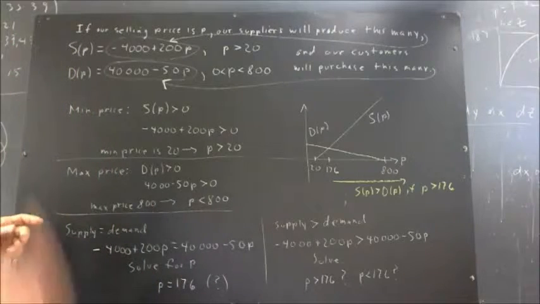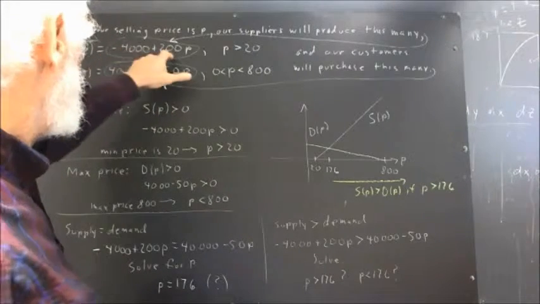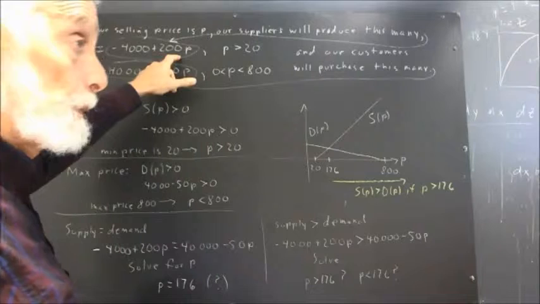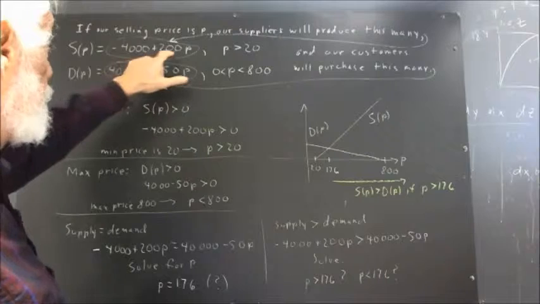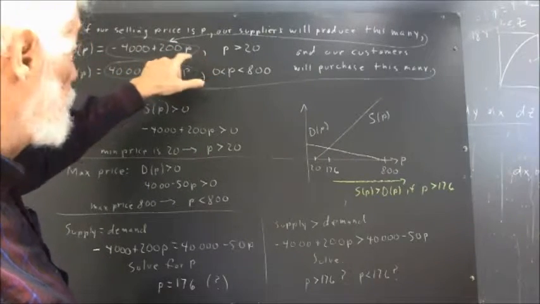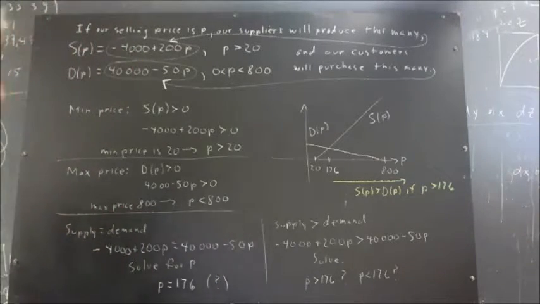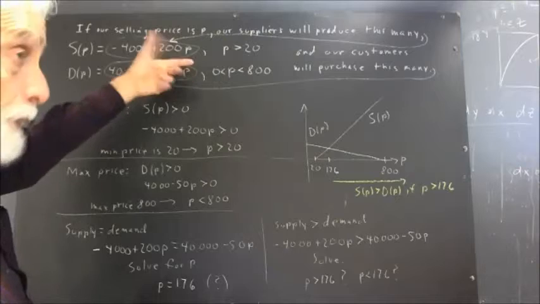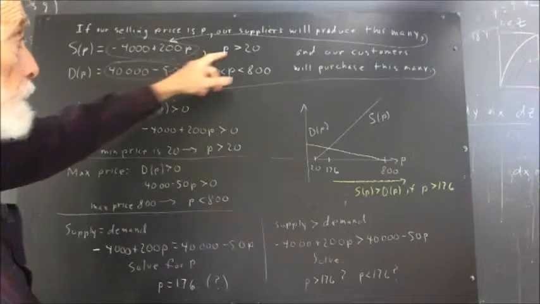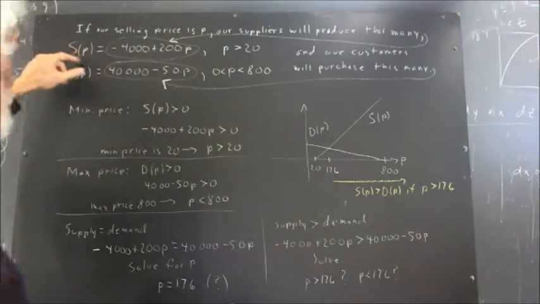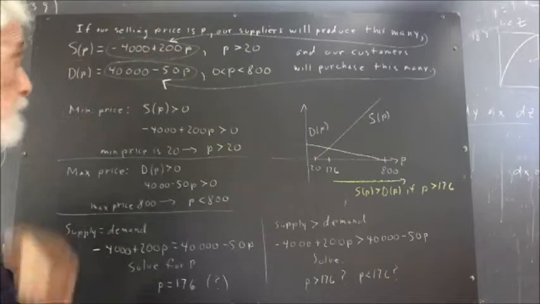So what we have to do is say, well, let's set this to be greater than 0 and see what P has to be. Well, if we set up an inequality with negative 4,000 plus 200P greater than 0 and solve for P, we find that P has to be greater than 20. And we can sort of verify that. If P is 20, then 200 times 20 is 4,000, and negative 4,000, that gives us 0. If P is greater than 20, then S of P is going to be greater than 0 because, of course, a bigger P gives us a bigger supply.